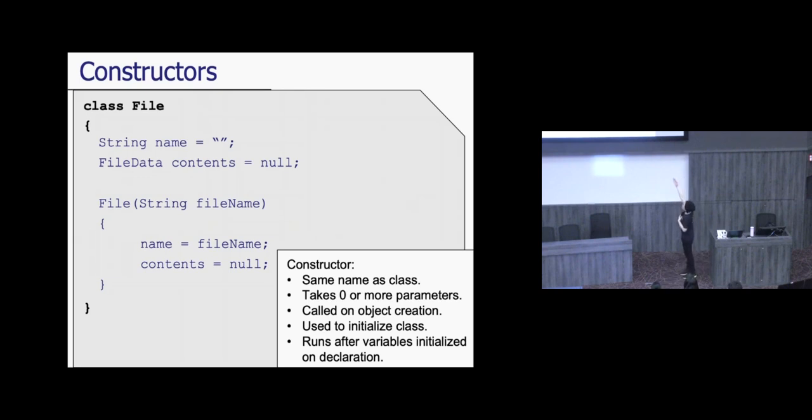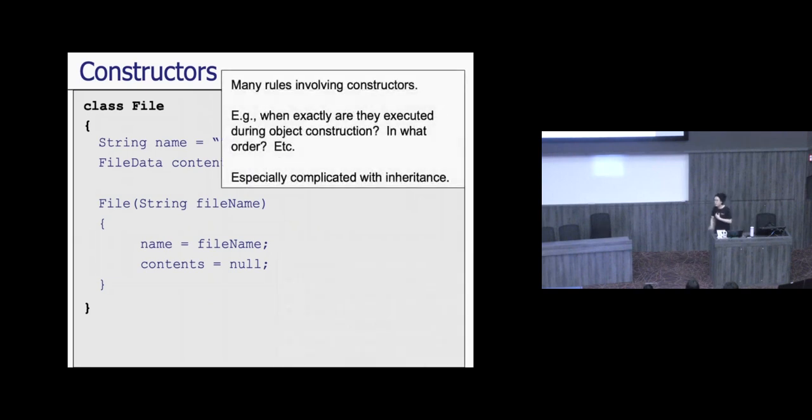The constructor function has to have the same name as the class. That is by convention. If you don't do this, you will not be able to construct. As in, you won't be able to say new, blah, blah, blah, whatever, right? It takes 0 or more parameters, right? It's called on object creation and is used to initialize the class, bunch of stuff, right?